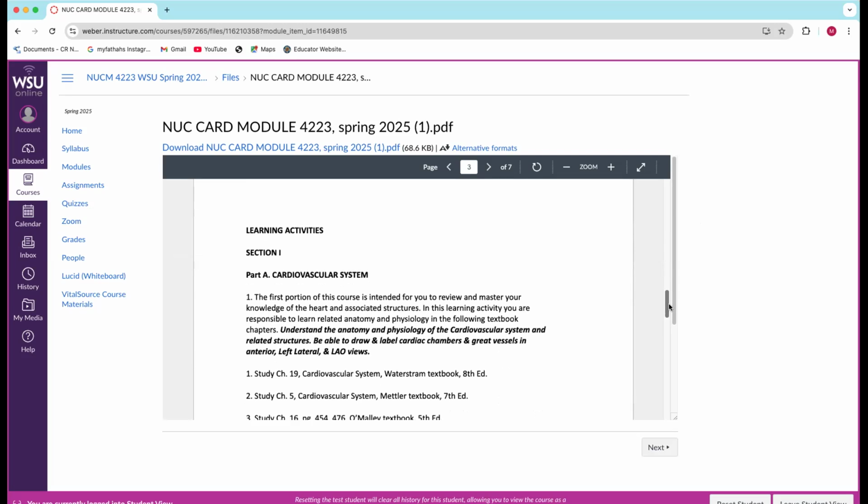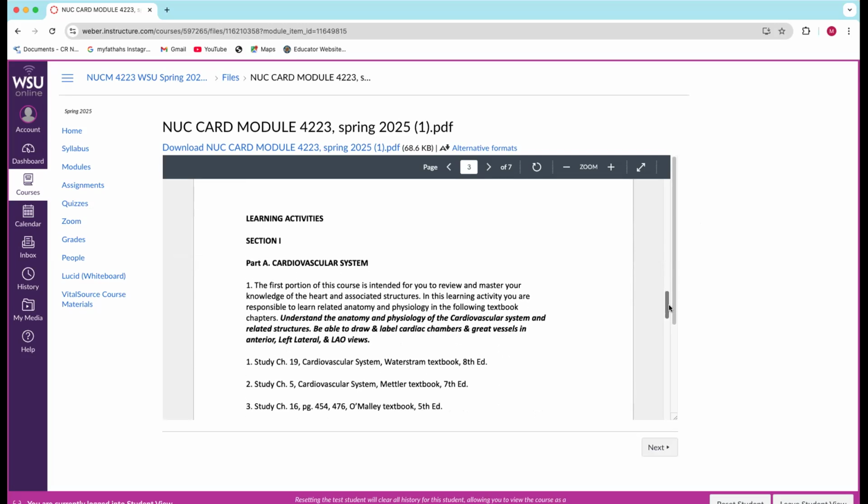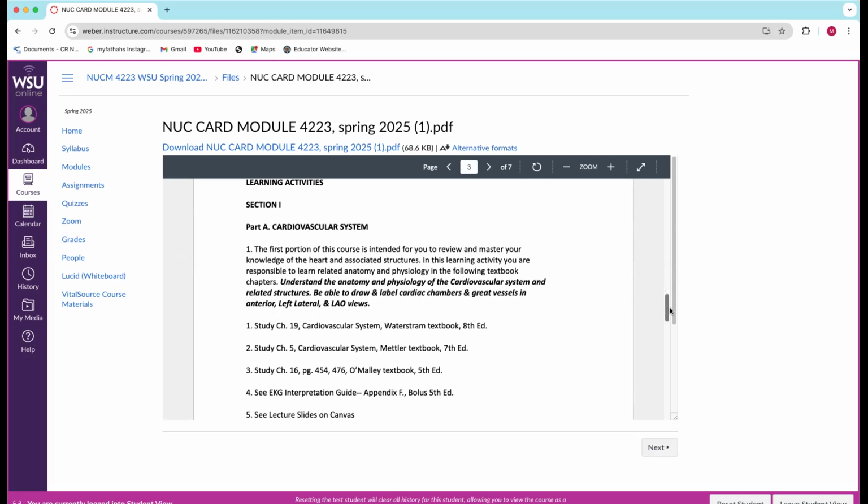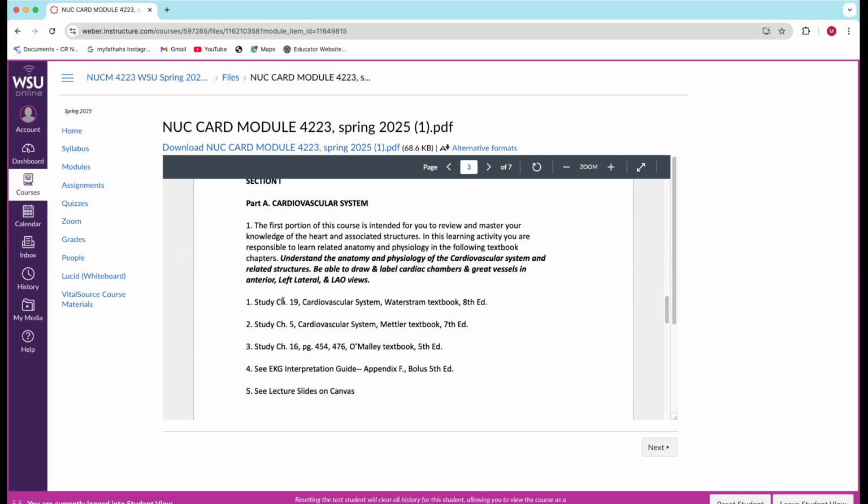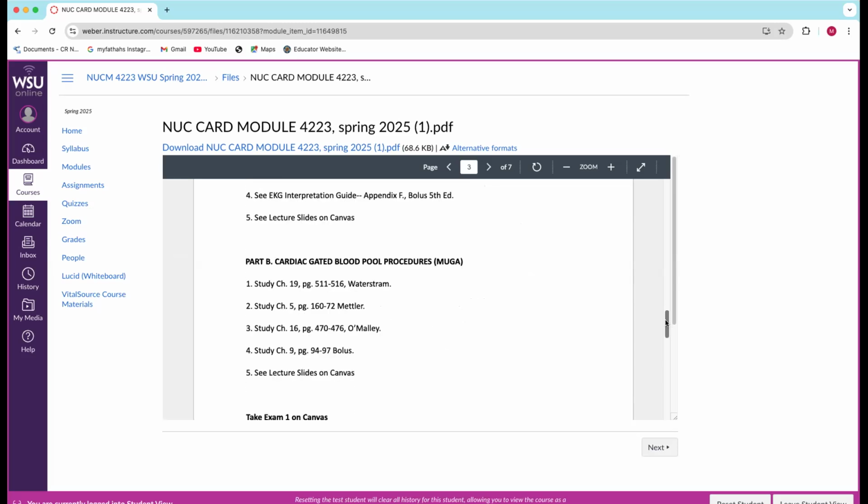Then section 1 comes on with its learning activities. So here's the learning activities for section 1, part A. And this is going to point you towards the chapters, like chapter 19 in cardiovascular, my lecture slides. There's an appendix in the back. So if you just go to those resources, you're going to be guided to the information that you need. Okay, so there's part A, and then also part B for MUGA.